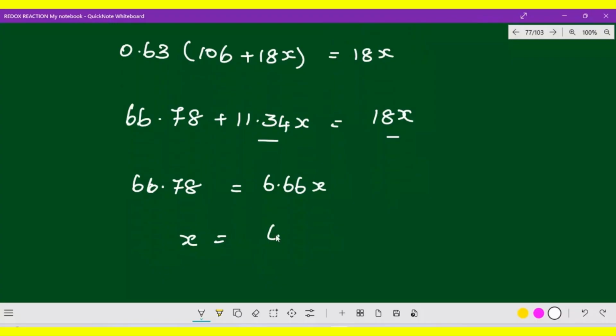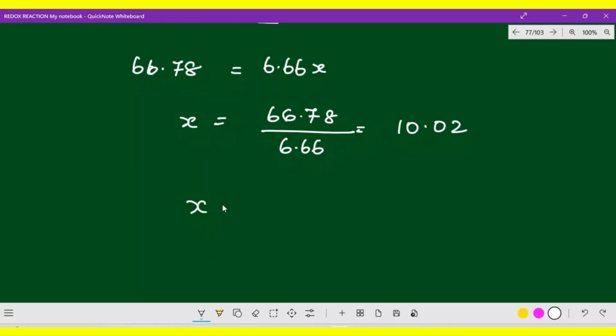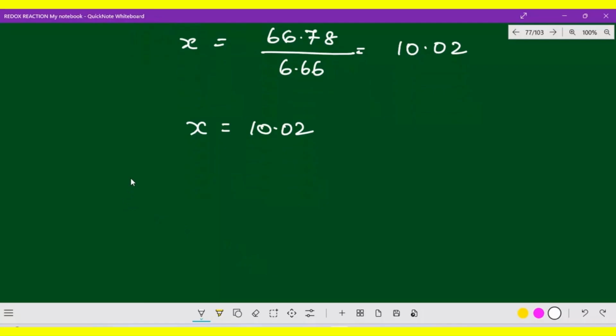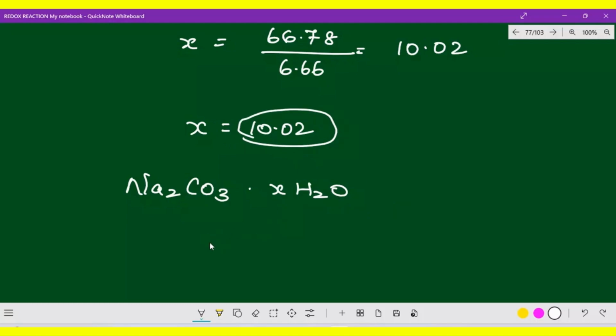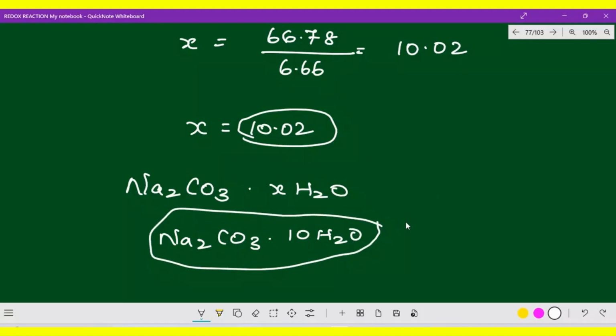So x equals 66.78 divided by 6.66, right? So you will get around 10.02. So x equals 10.02. So in Na2CO3·xH2O, x equals 10. So commonly we can write Na2CO3·10H2O only. 10 only will be coming, but in the question it has been mentioned that.